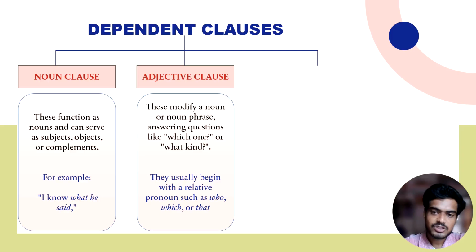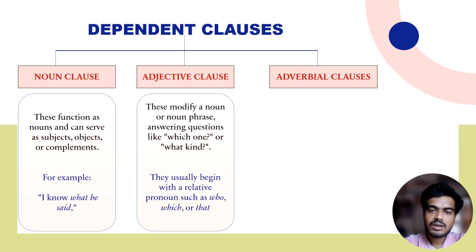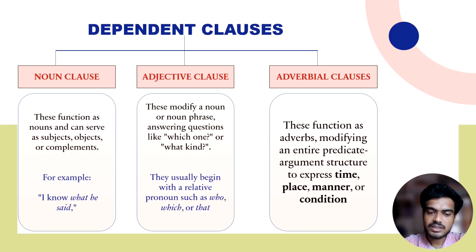Okay. Next, the third one is adverbial clause. What does adverbial clause do? These function as adverbs modifying an entire predicate argument structure to express time, place, manner, or condition.